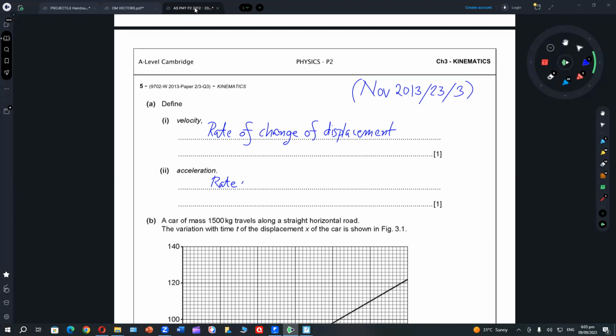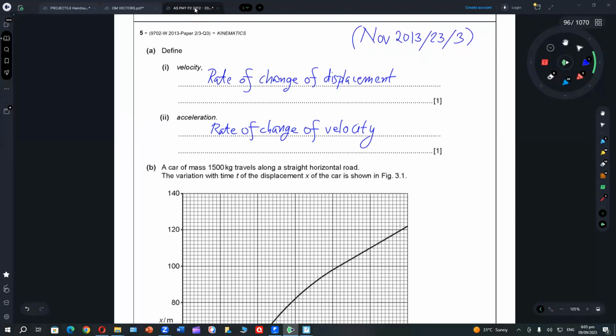What is acceleration? A famous definition appeared many times. It's a good memory always. Rate of change of velocity.